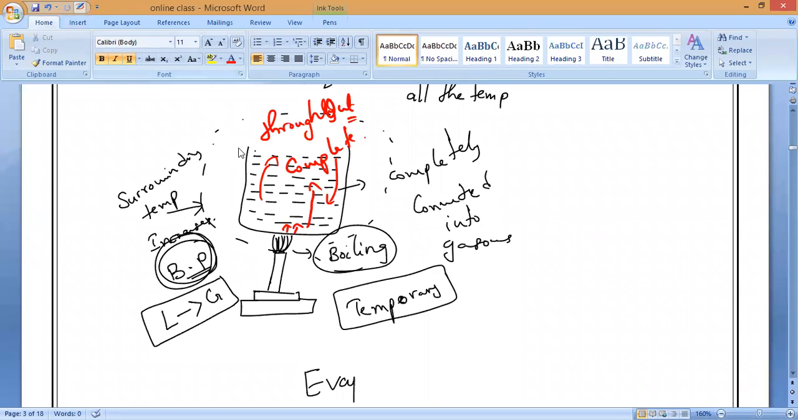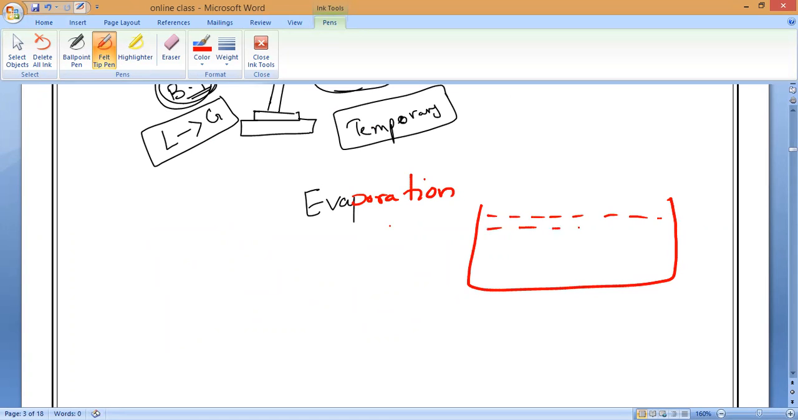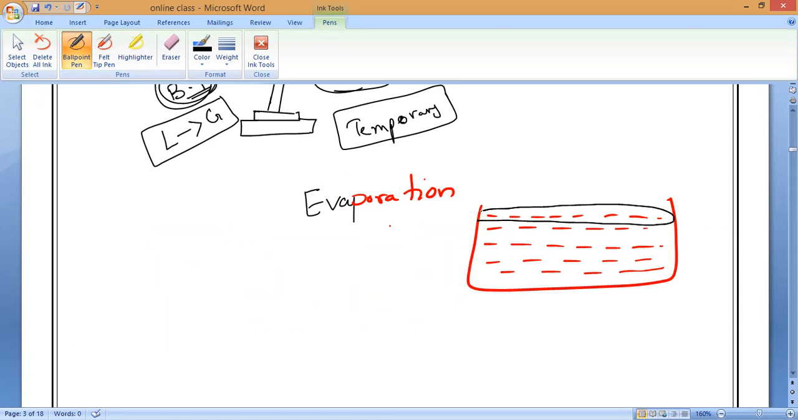But if it comes to evaporation, what will happen, guys? It does not need the boiling point. So evaporation takes place continuously. Where does it take place, guys? Throughout the liquid or only at the surface of the liquid? Only at the surface of the liquid. Do you understand? Only at the surface of the liquid will evaporation take place.